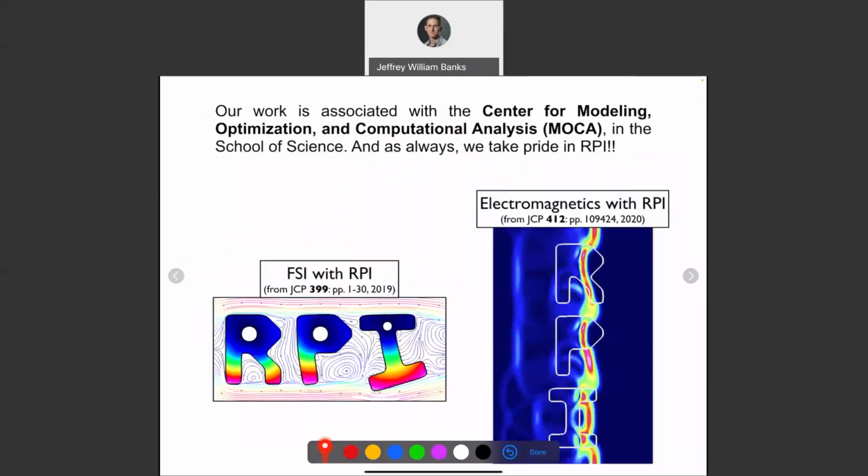So our work is associated with the Center for Optimization, Computational Analysis, the MOCA Center, here in the School of Science. And as always, we like to take pride in RPI. For example, here are some fun simulations that we've used in various publications we've had on the topic. On the left is an FSI, fluid structure interaction problem, using this RPI geometry. This is an incompressible flow. This appeared in the Journal of Computational Physics in 2019. And then on the right, we've done an electromagnetic propagation through RPI, again appearing in Journal of Computational Physics in 2020. Thank you very much for the opportunity.